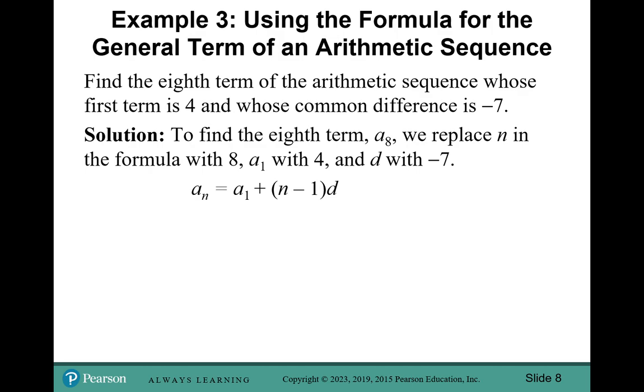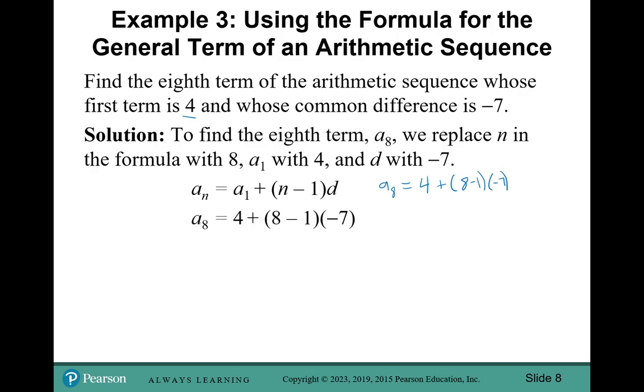Essentially, we're finding a_8. That's the term we want to find. Now we're going to replace that a_1 with the a_1 they gave us. The first term they gave us was 4. Then we add n minus 1. Well, our n is 8, so we're going to do 8 minus 1 here. And our difference here is -7.